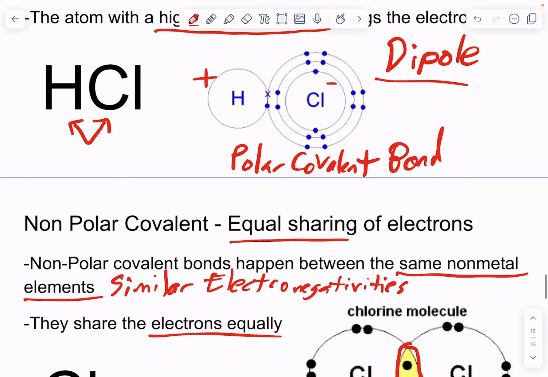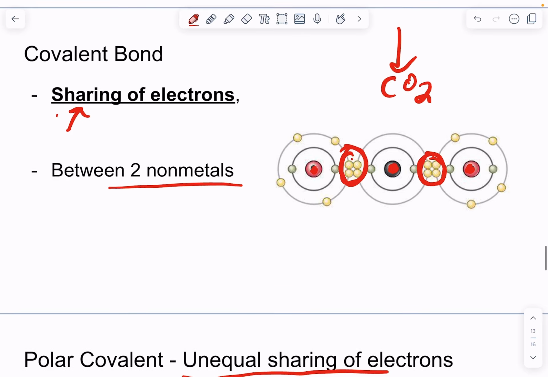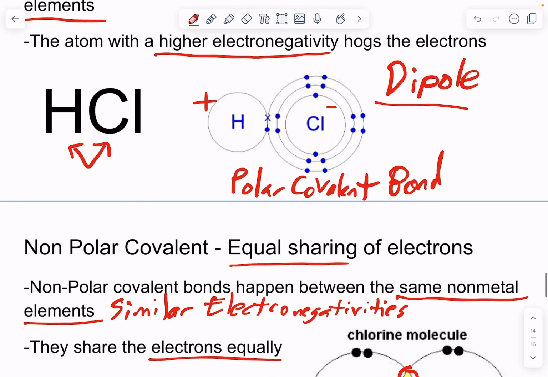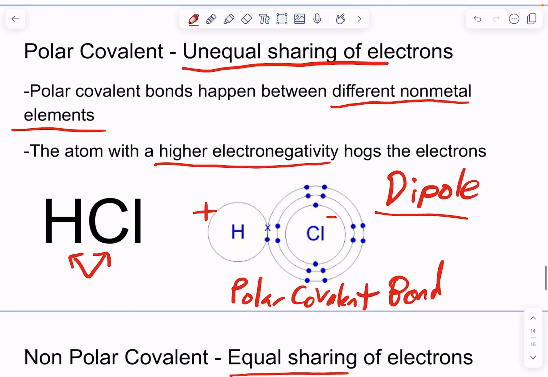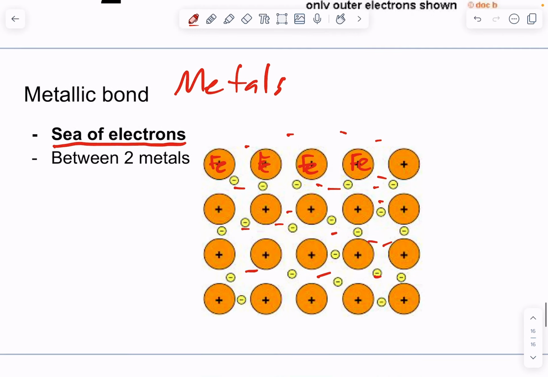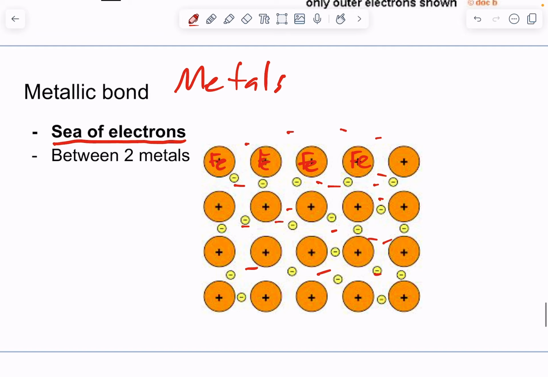As a quick summary, ionic bonds transfer electrons. Covalent bonds, whether polar or nonpolar, share their electrons. It just might be pulled to one side more than the other. And then there are metallic bonds where electrons are free to flow everywhere. So the bonds are all based on what's happening with these electrons and how these atoms are being held together. Okay, that's it. That's everything.